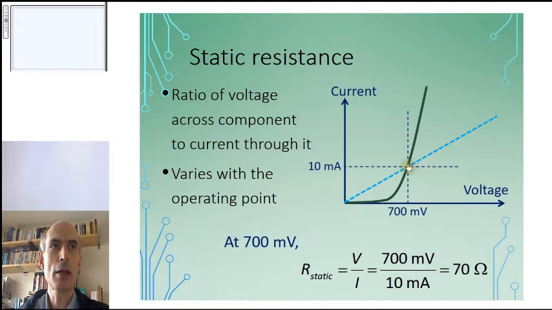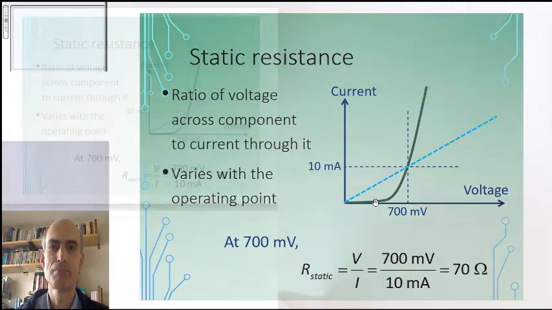You can see that the static resistance is a function of the operating point. At high values of current, the gradient will be steeper, which implies a lower static resistance. At low values of voltage, the gradient would be much shallower, which implies a much greater value of static resistance.